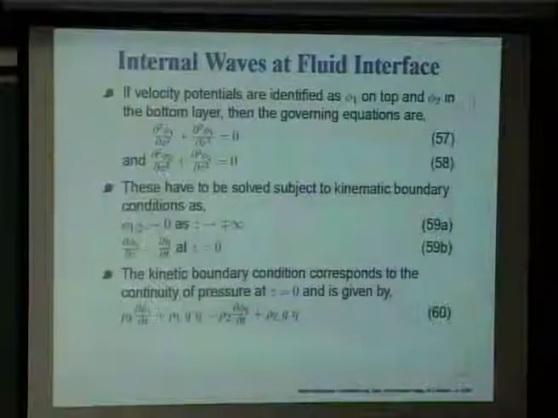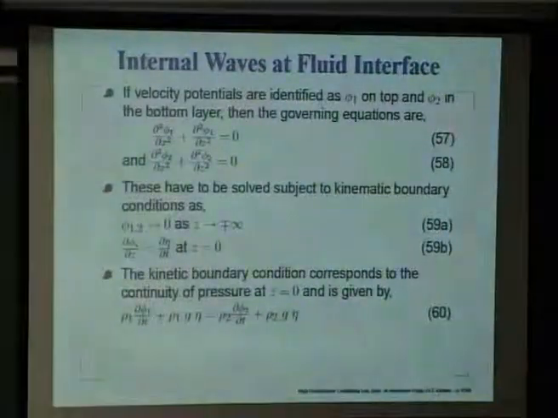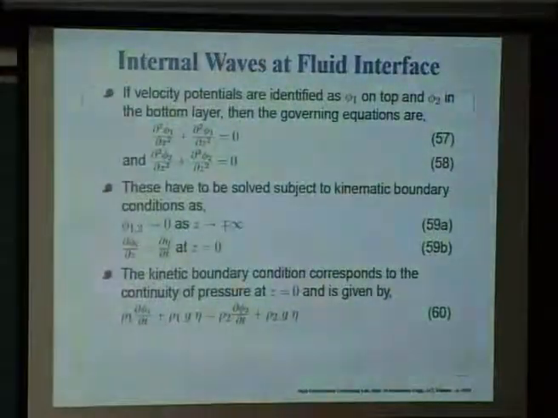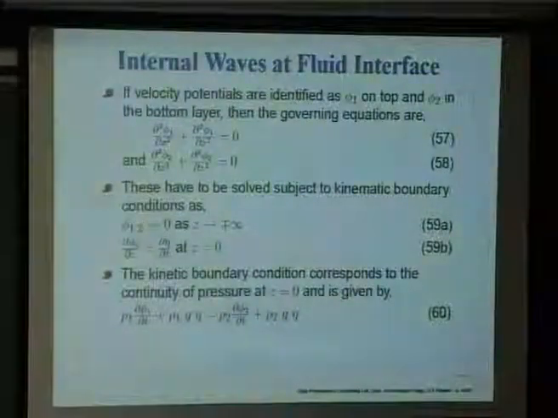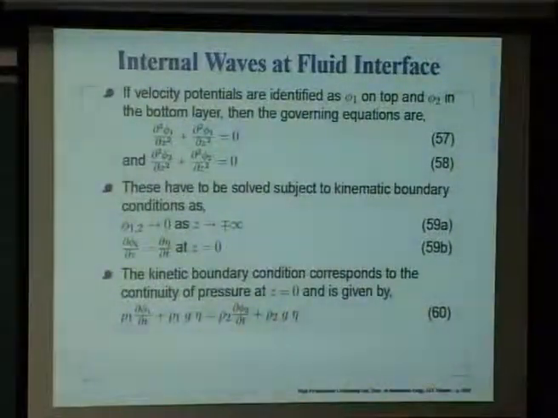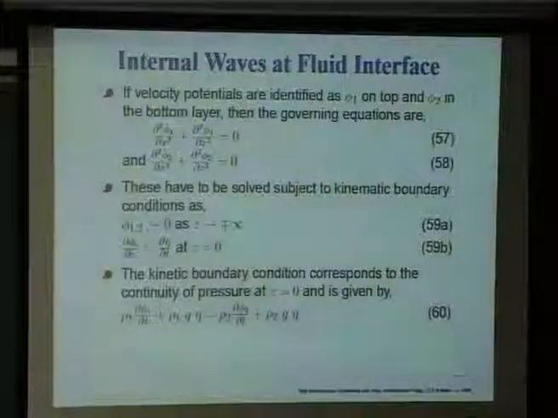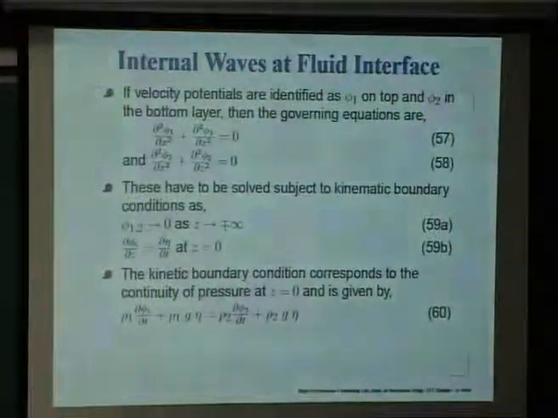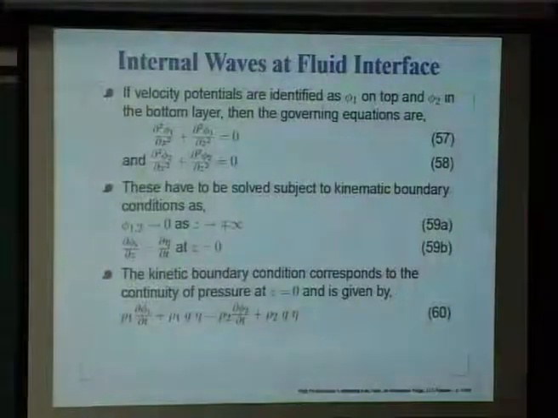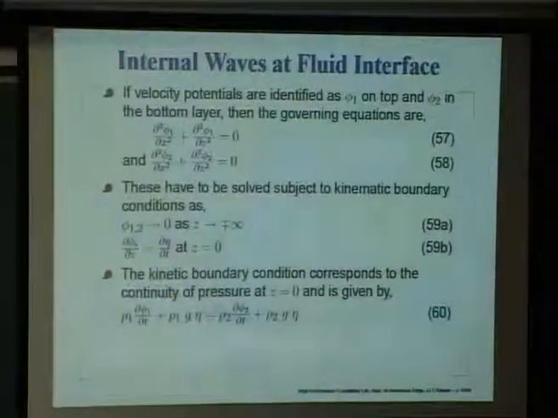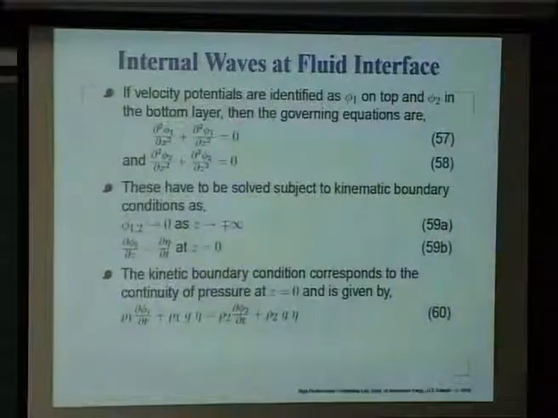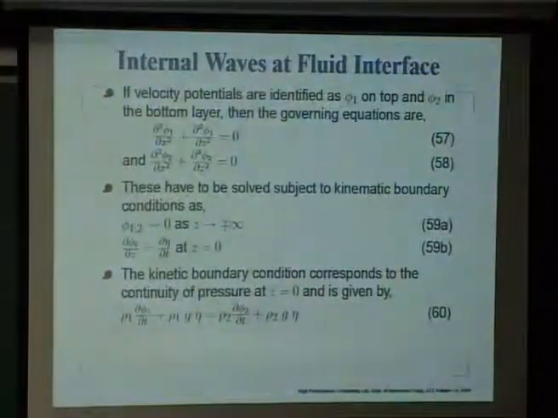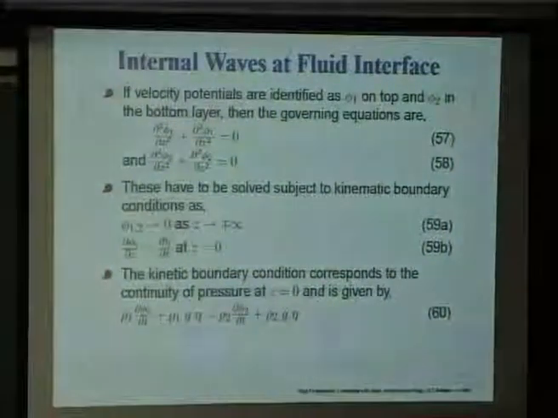So, this is what we have already done, and the corresponding dynamic boundary condition would come about from continuity of pressure. If we exclude any role for surface tension, the pressure must be continuous at the interface, and again we will be applying it at the mean interface z equal to 0, and this is what we get from the unsteady Bernoulli's equation, which we have done before.